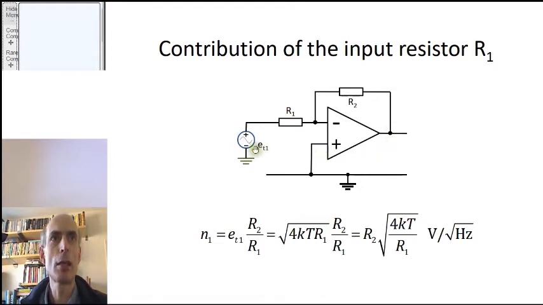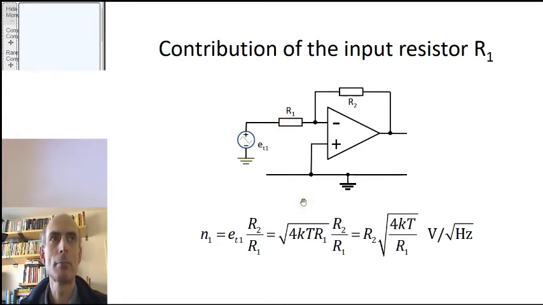So we can just take the contribution of this noise source here, which is 4kT R1, multiply it by the gain of this stage, R2 over R1, and that gives us an expression for the output noise contributed by this source resistor R1.